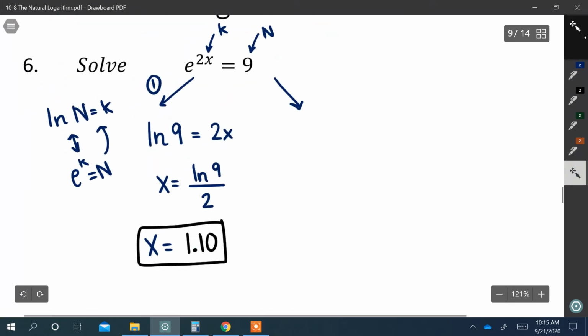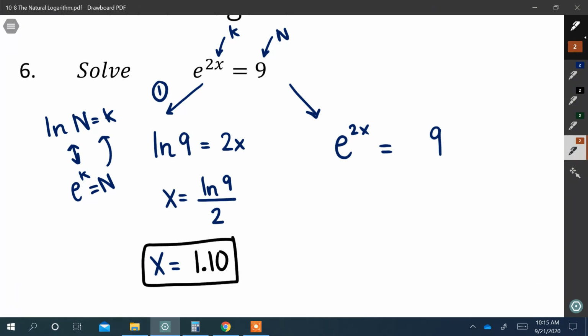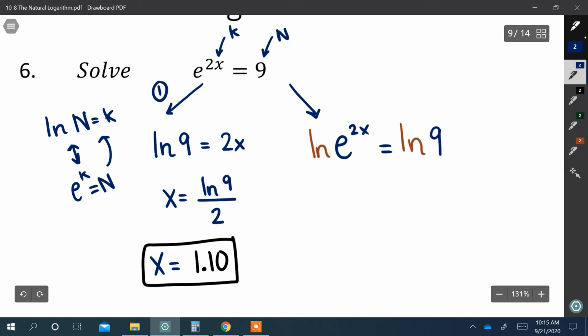All right, the second way you can do this, which is actually my favorite way because I don't have to remember the definition whatsoever, is like this. And I think this is a fun way to do it. We're going to actually take the natural log on both sides. You're going to see that you get the same answer.